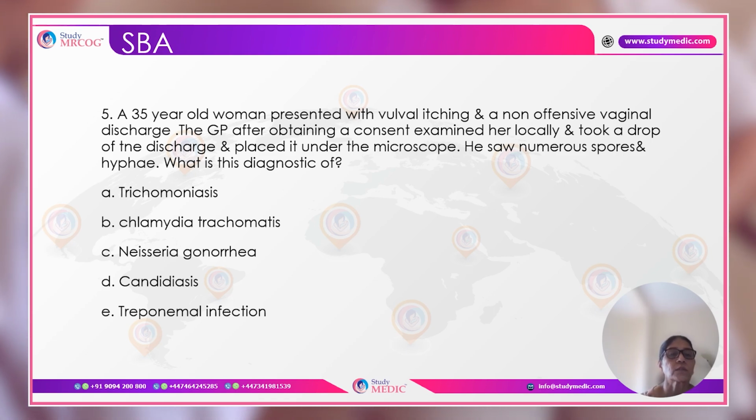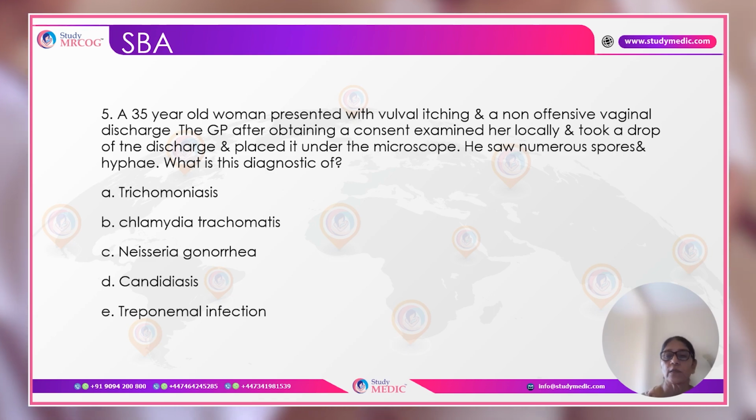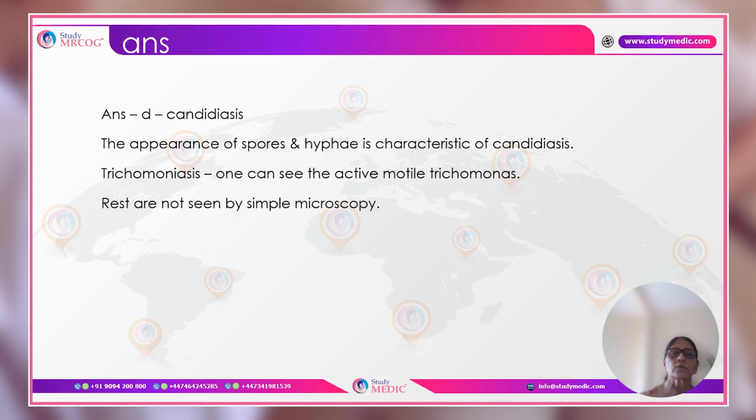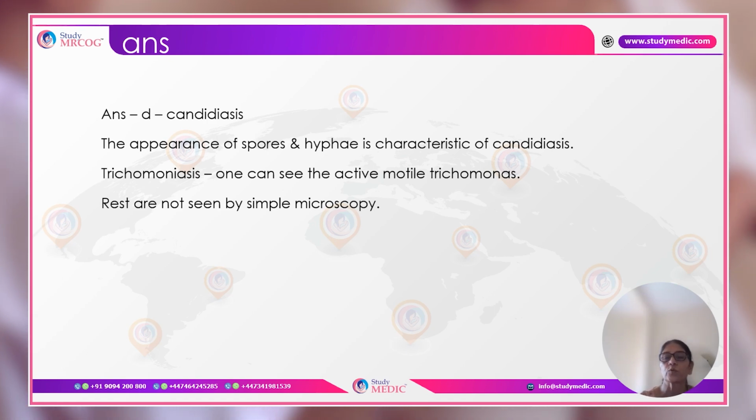So is it trichomonas? Is it chlamydia trachomatis? Is it Neisseria, candidiasis or treponema infection? Obviously one of them is the correct choice. So whenever you know that there are spores and hyphae, it is always characteristic only of candidiasis. No other organism will show you spores or hyphae.